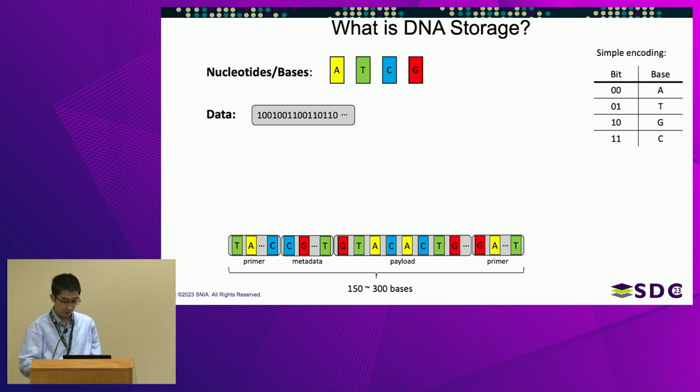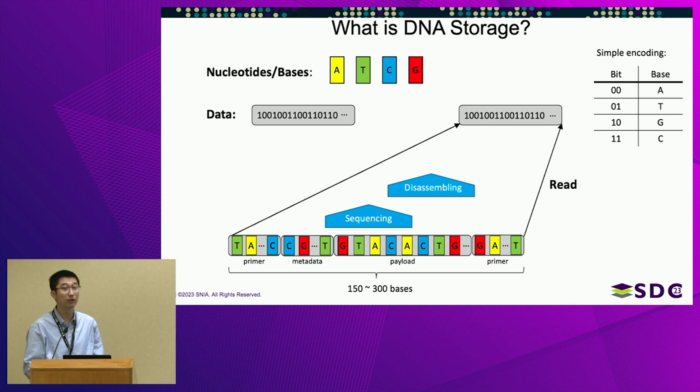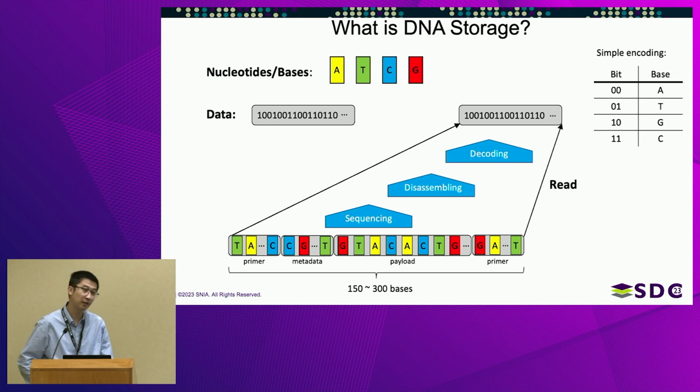For the reverse operation, the read operation, we do need the sequencing process and then the disassembling, trying to extract the payload information. And then we have decoding back to binary data. So these are the basic operations of DNA storage, read and write.